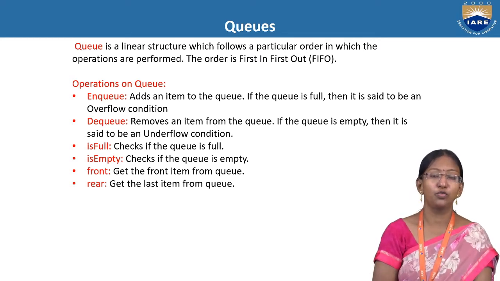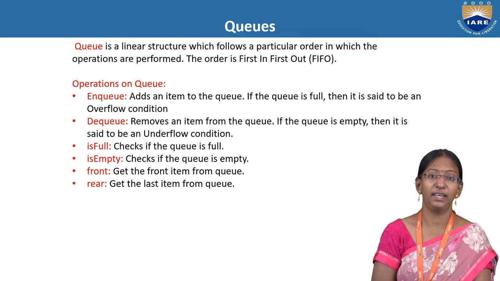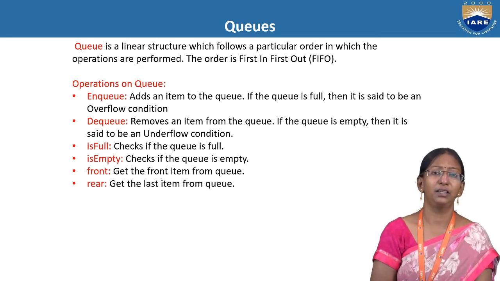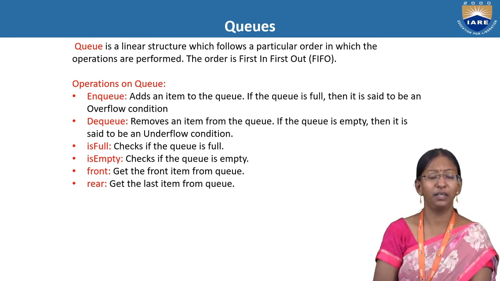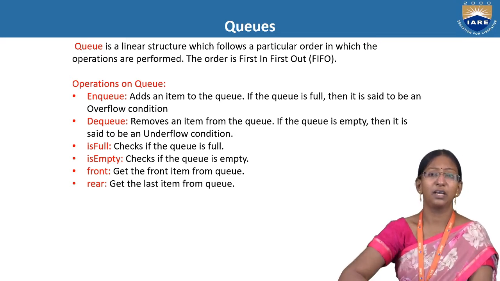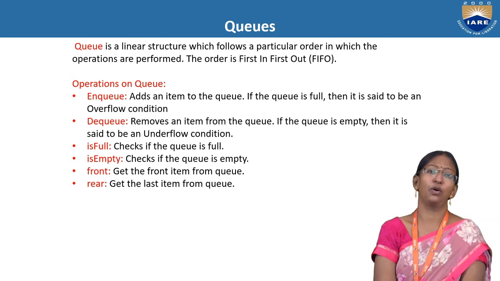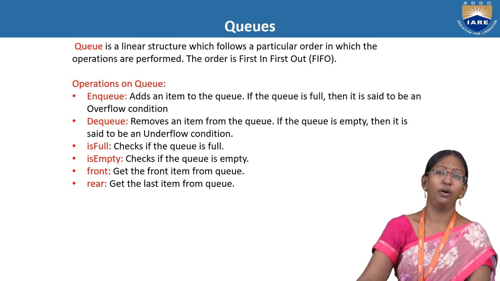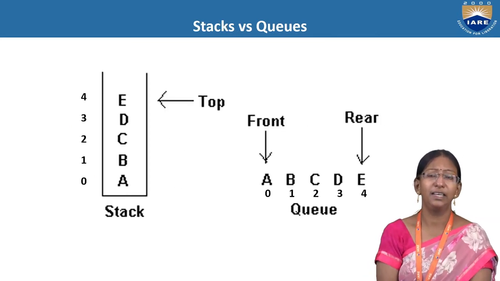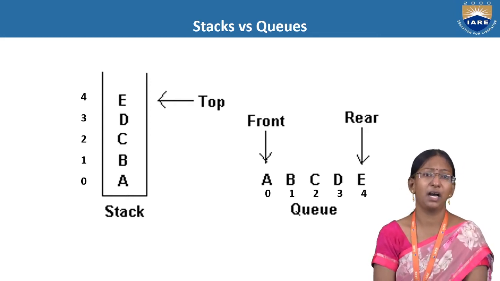Next two operations are front and rear, to return the elements present at the front end and rear end of the queue respectively. So these are the 6 basic operations that we have on queues. Then let's see stacks versus queues, as you can see how the elements are placed.